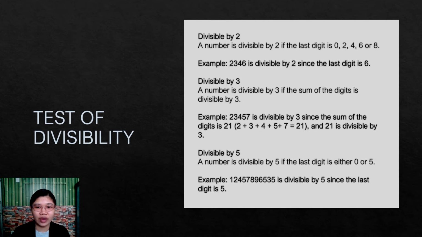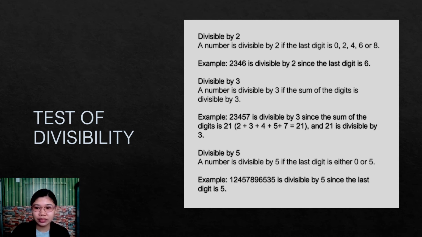Lastly, divisible by 5. A number is divisible by 5 if the last digit is either 0 or 5. So, we have a lot of digits here. This is 12 billion, 457,896,535, which is divisible by 5 since the last digit is 5. No matter how many digits there are, as long as the last digit is either 0 or 5, that number is divisible by 5.